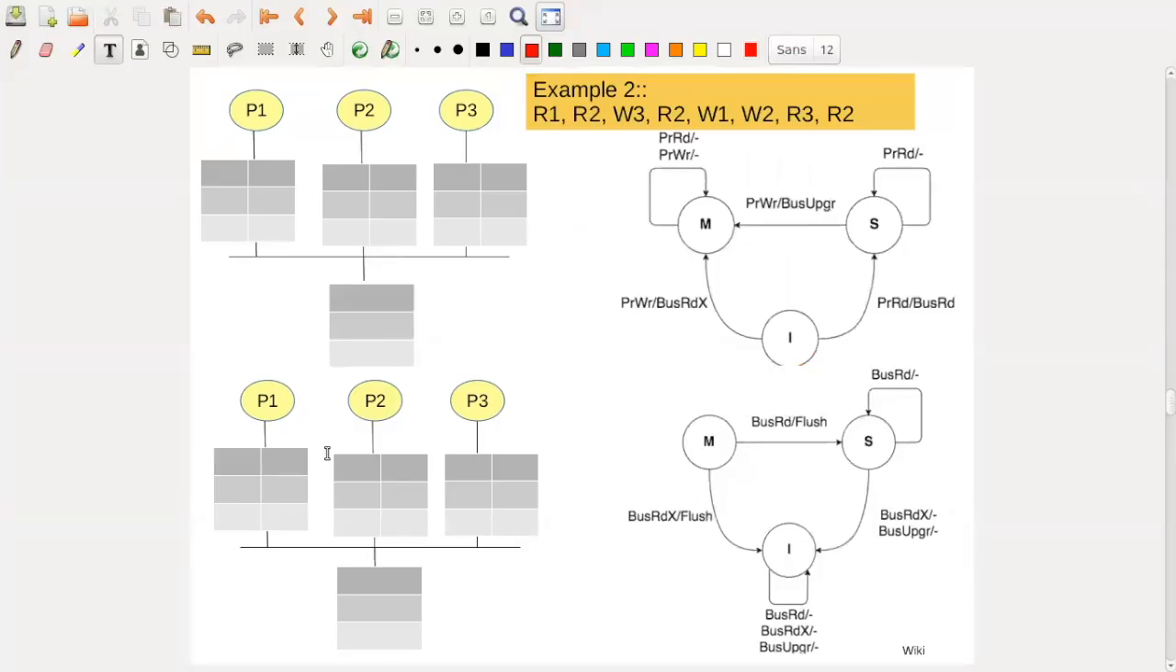So you could now try out an example on your own. This is the sequence I've given. First, you assume all of them are in the invalid state. You issue a read from processor 1, that is R1. Then you issue a read from processor 2. Then write from processor 3, read from 2, and so on. So do work out this sequence for this MSI protocol.